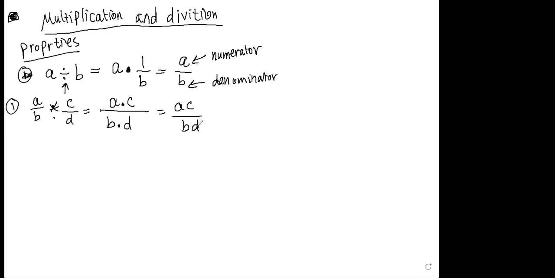Is that good? So for multiplication, if I have two fractions multiplied together, I multiply both numerators together, A times C, over B times D. This is the first property. Cross multiplication is for addition, I will talk about this later.